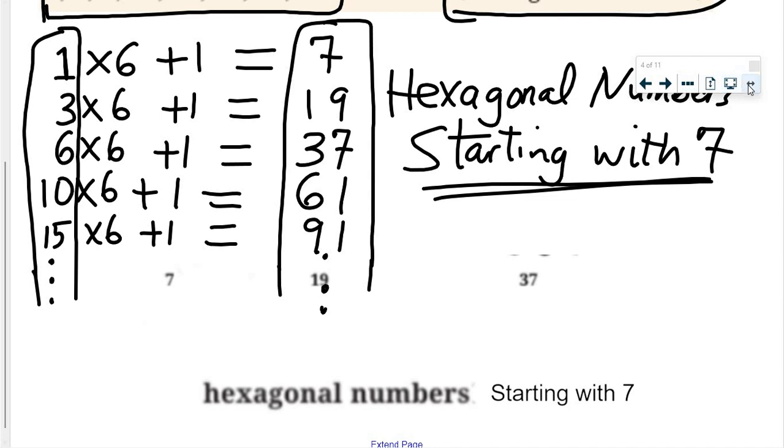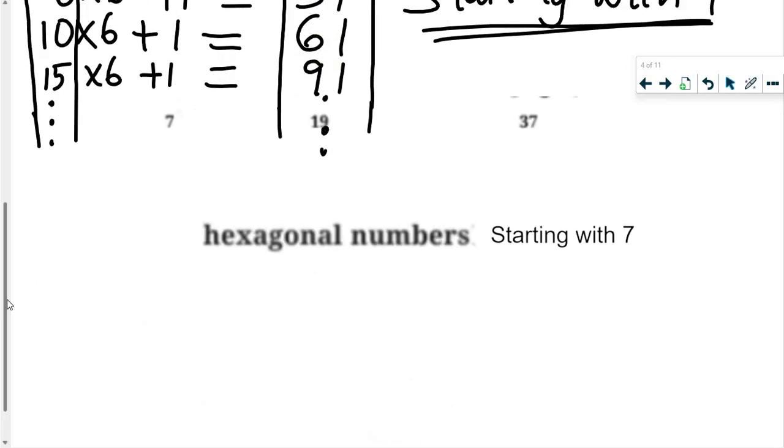Now, what are these numbers? These numbers are known as hexagonal numbers. Let me try to bring them down. These ones.